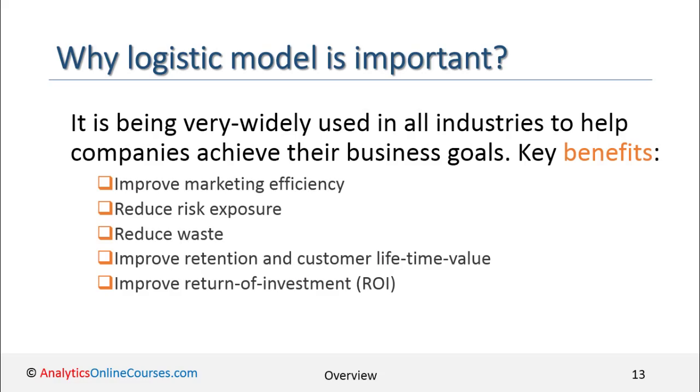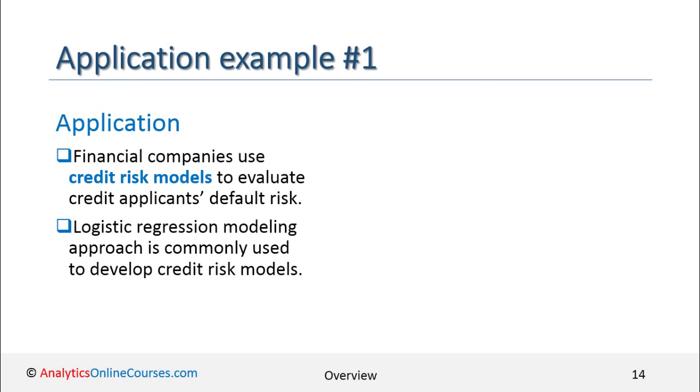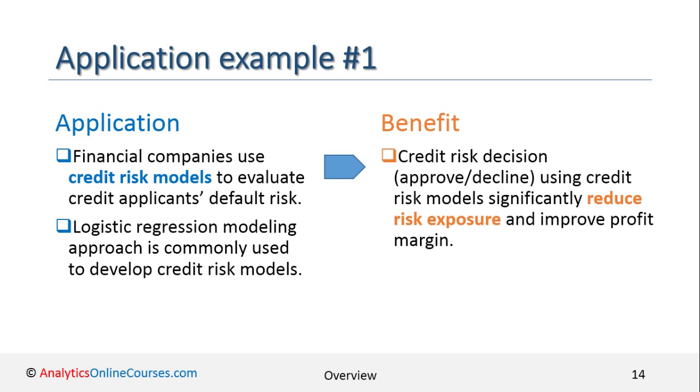In the next few slides, we'll provide some examples of how the model is being used to help companies improve business outcomes. Example number 1. Financial companies use credit risk models to evaluate the credit risk for applicants. Logistic regression modeling approach is commonly used to develop credit risk models using historical loan performance data. Companies using credit risk models to make approve-decline decisions can significantly reduce their risk exposure and improve profit margin.